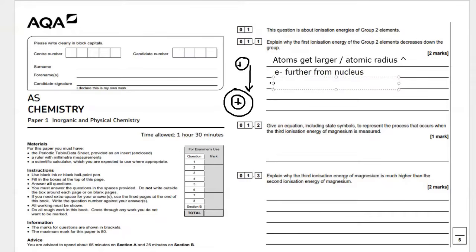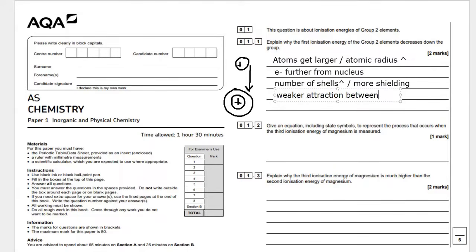What else do we want to say? Well, also, look at the number of rings in my crusty little diagram. The number of shells is also increasing, or you could say more shielding as we go down the group. So there's an increasing number of shells and more shielding. And this, combined with the increased distance of the outer electrons from the nucleus, means that there is a weaker attraction between outer electron and nucleus. There you go, that's going to cover all your points.